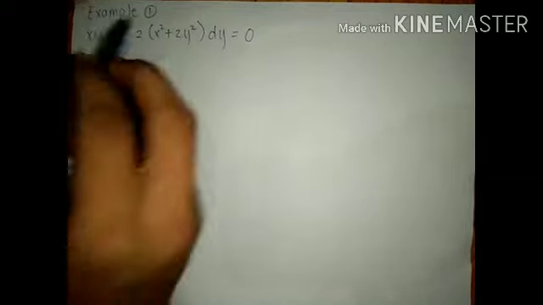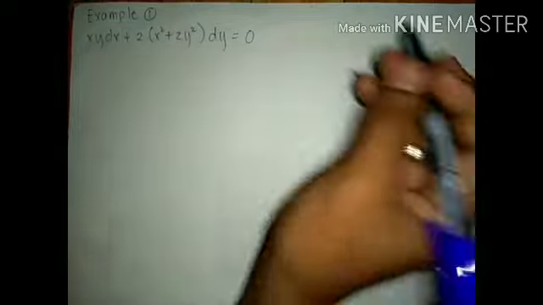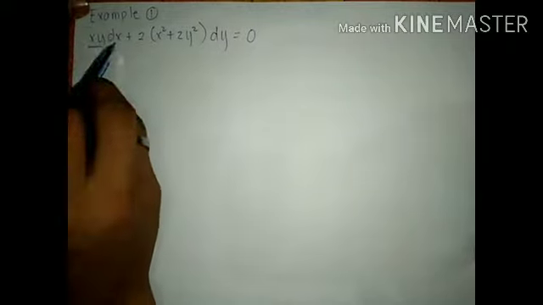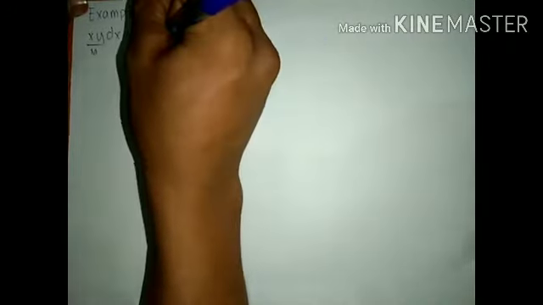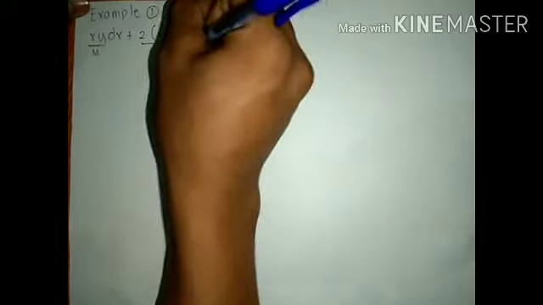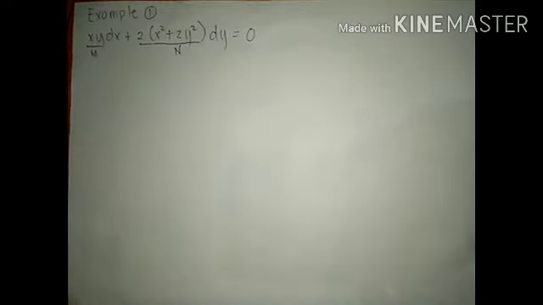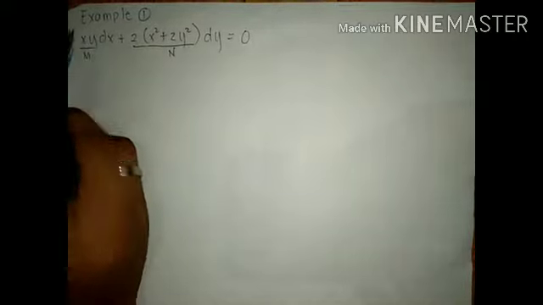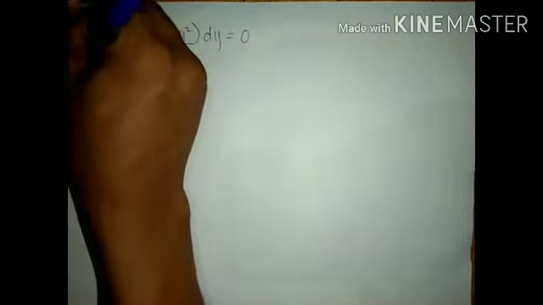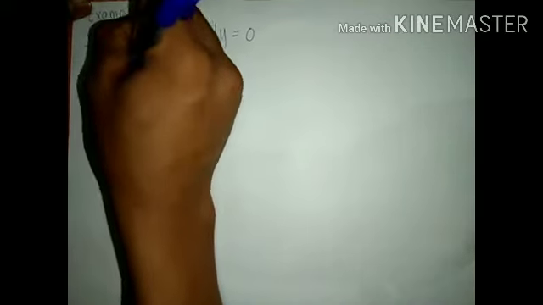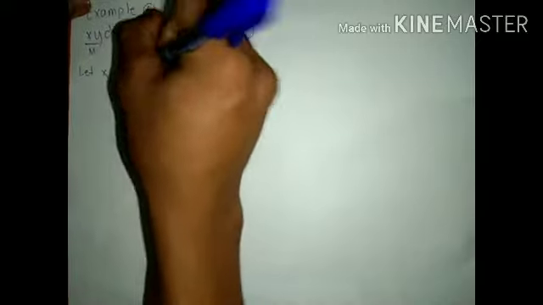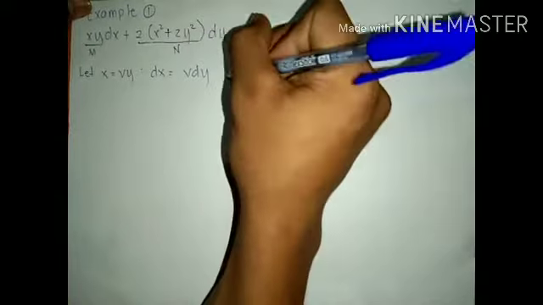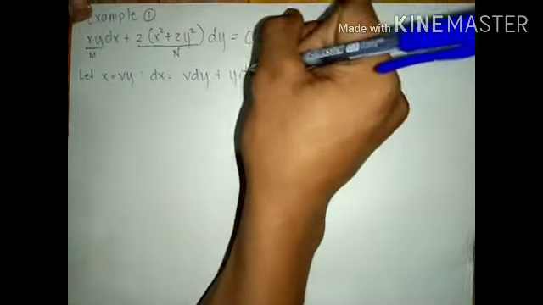So first, let me find M. This is M with dx, then this is N with dy. The simpler form is M, so we substitute here: let x equals vy, then dx equals v dy plus y dv.